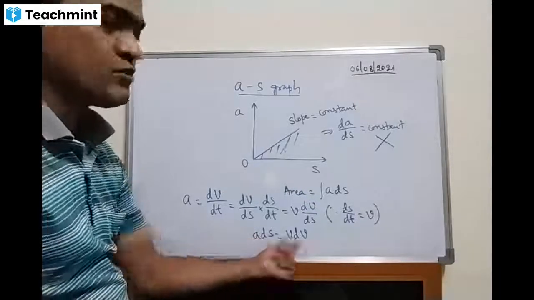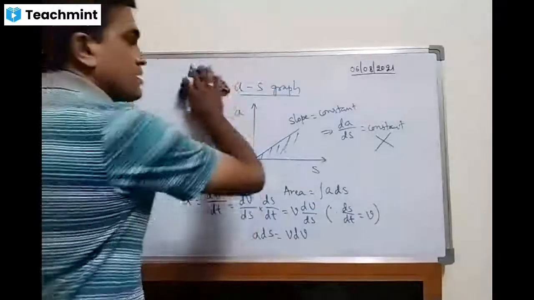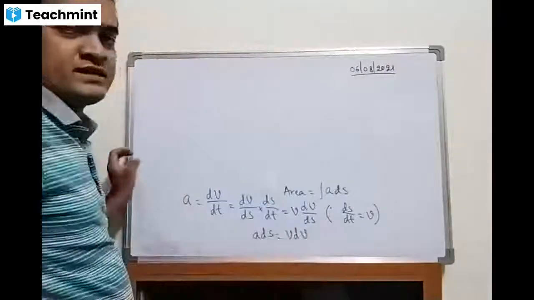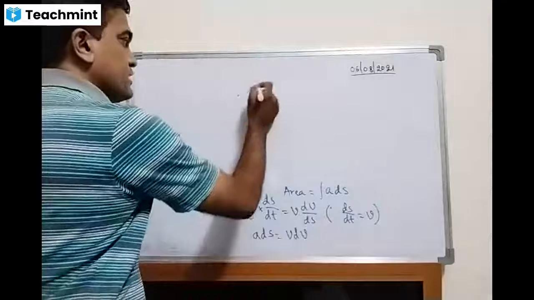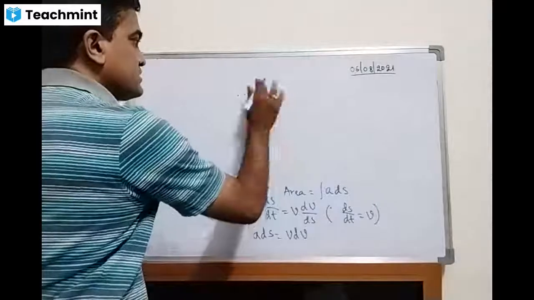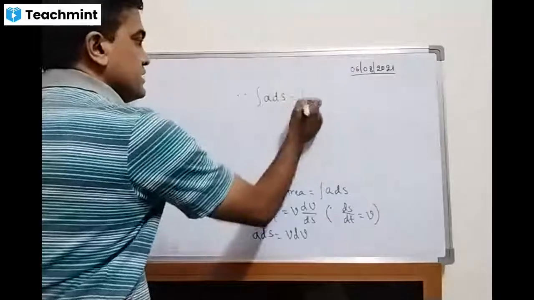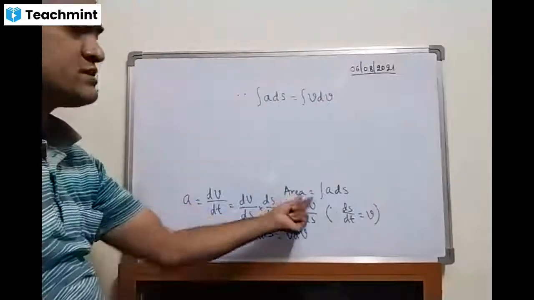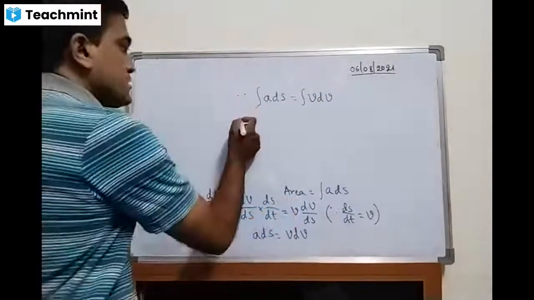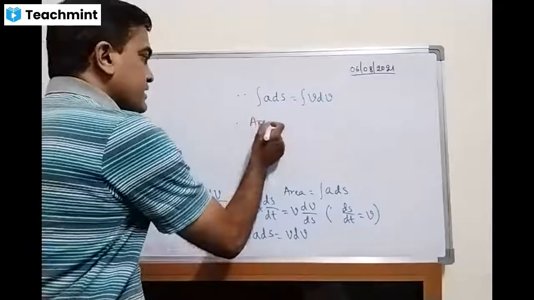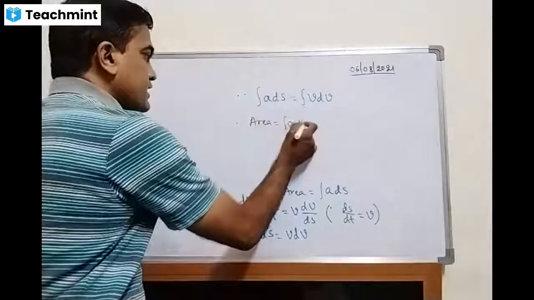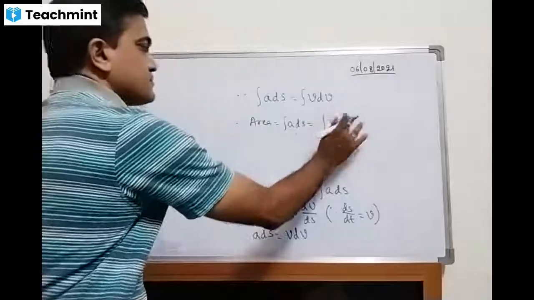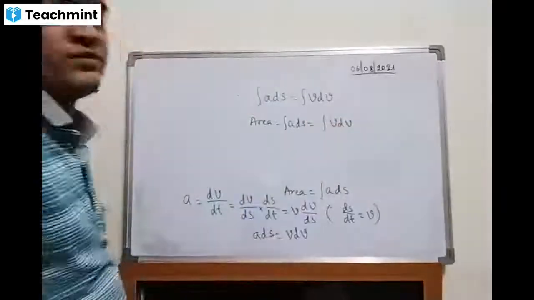So put the integral on both sides. Then the integral of A ds is nothing but the integral of V dv. What does the integral of A ds give? Area. Therefore, area is equal to the integral of A ds, which is equal to the integral of V dv.